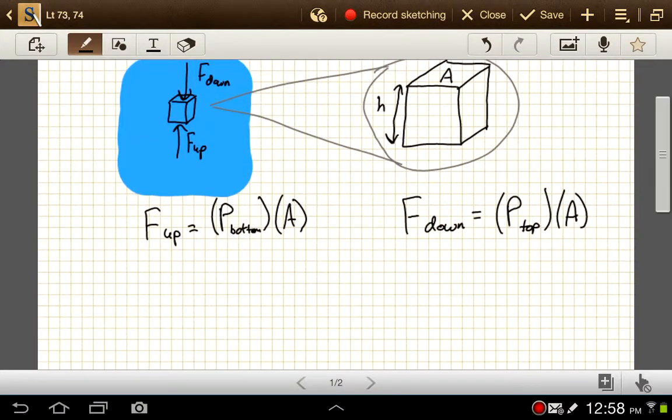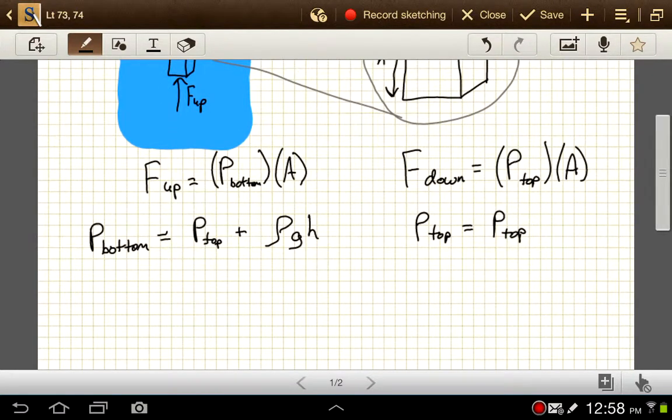Now pressure we know is going to be different at these two locations. So pressure at the bottom is going to be equal to, well, whatever the pressure at the top was plus the density of the fluid times gravity times the depth difference between the top and the bottom. So that'll be h. And then pressure at the top, we'll just say, is defined as pressure at the top.